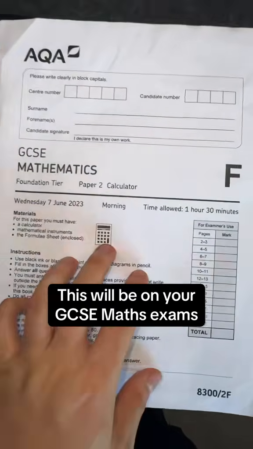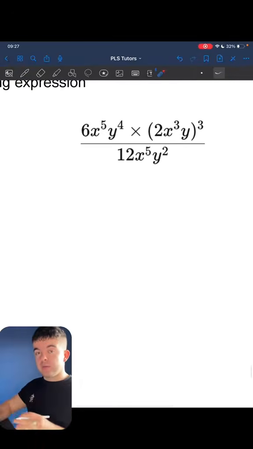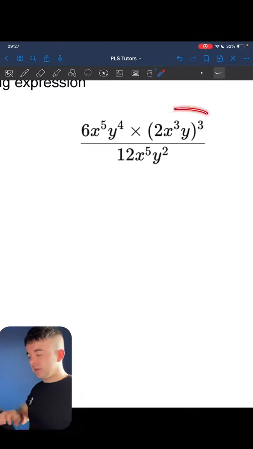I want to show you a topic that comes up every year on GCSE Maths Foundation. So you want to start off with simplifying it as much as possible, okay? Meaning we're going to look at this bracket first.